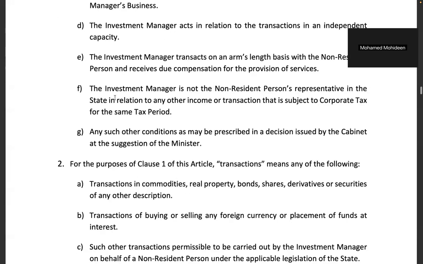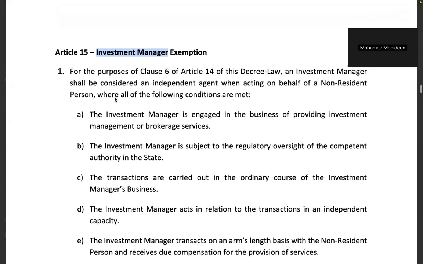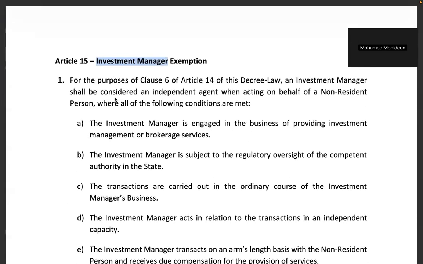Okay, we can quickly run down, just to recall what this article was about. For the purpose of clause 6 of article 14, an investment manager shall be considered an independent agent. You very rightly identified earlier the type of permanent establishment. What did you say at that time? A dependent agent, right? Here the article clarifies that this investment manager shall be considered as what? Independent.